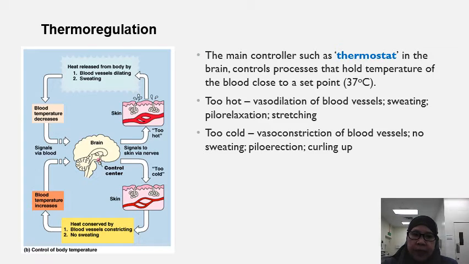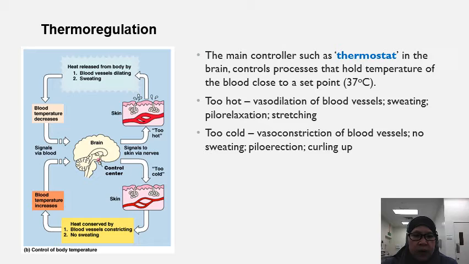So we go into thermoregulation. Thermoregulation is the control or regulation of temperature. What is the main controller for thermoregulation? It is the brain. Usually the brain controls the processes that hold the temperature of the blood very close to a set point at 37 degrees Celsius. If it's too hot, there will be some processes or mechanisms involved. For example, vasodilation of blood vessels, which will promote sweating, and also piloerection, which means the skin hairs relax, as well as some stretching reaction.